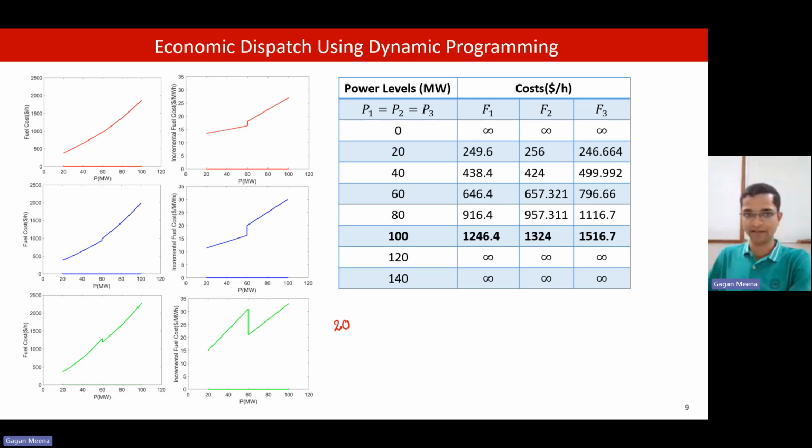we have considered that in the question we have been asked to consider discrete load steps of 20 megawatts. For each generator, minimum is 20 and maximum is 100. We can consider these points at a step of 20: 20, 40, 60, 80, and 100. 5 points for each of the generators. And for each of these points, we can calculate the cost.